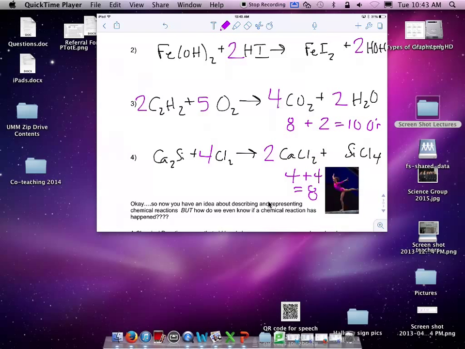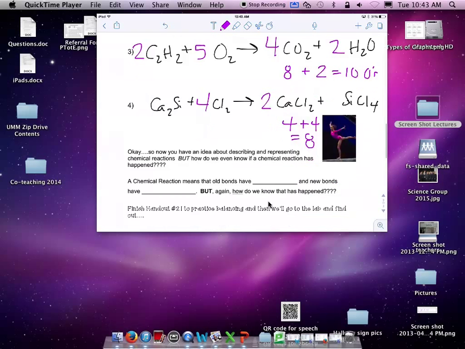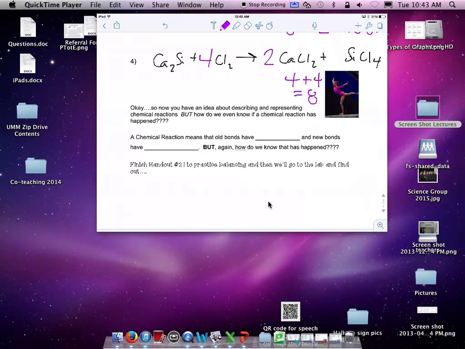All right, so now we know some information about balancing equations. And so I'd like you to take some time to go and practice that. But before you do that, let's think about this a little bit. You have an idea about describing and representing chemical reactions to show that the atoms have not been lost or created. And so the idea here is that a chemical reaction means that old bonds have broken and new bonds have formed. So in this previous one, these bonds broke and then new bonds have formed. But the tricky thing is, well, how do we know that's happening?